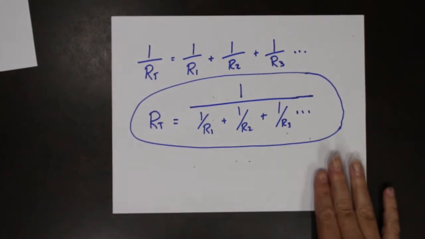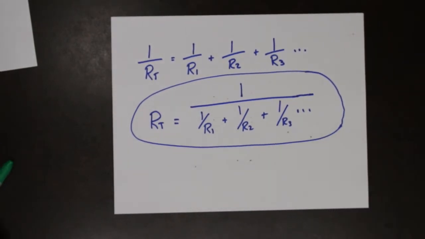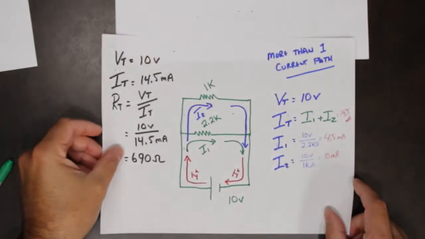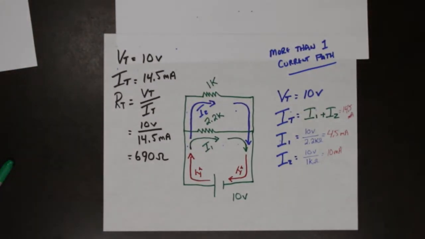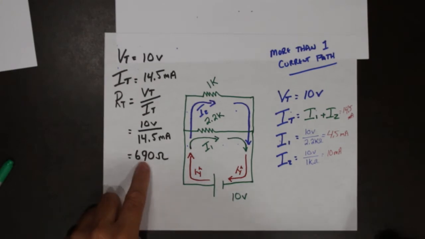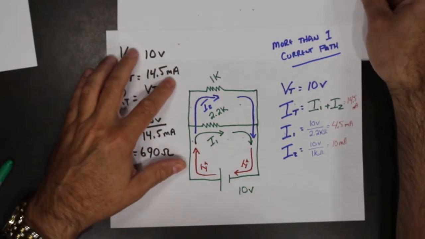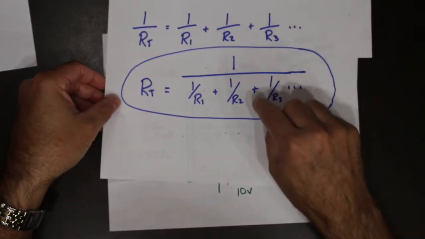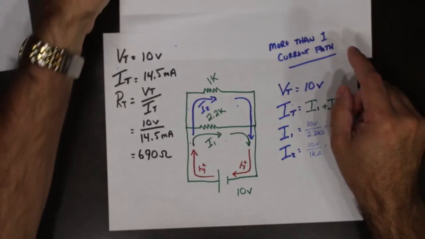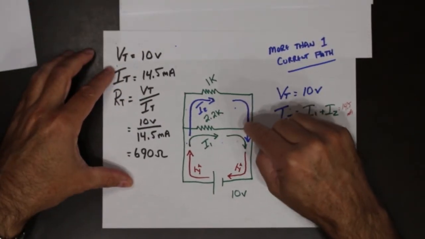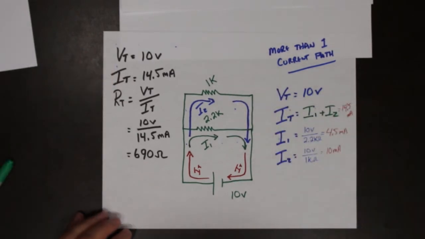All right, so let's apply this to our previous question. Remember we had done things via Ohm's law, and we came out with 690 ohms using Ohm's law. Now what we're going to do is use this formula to calculate our total resistance in this circuit, just to see what we get as far as difference.